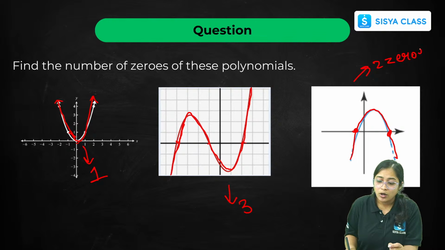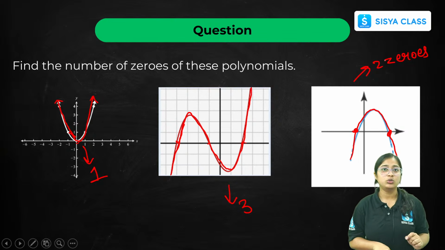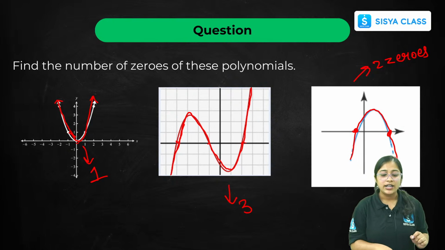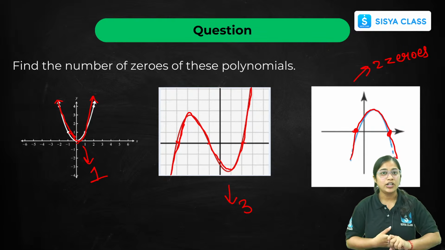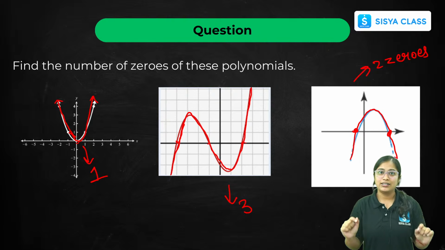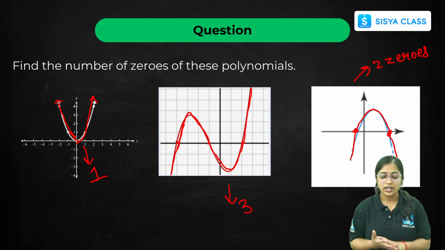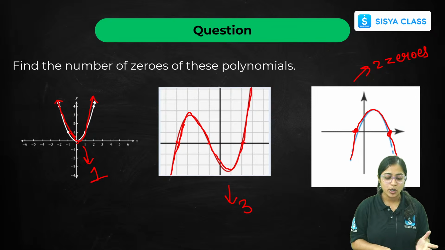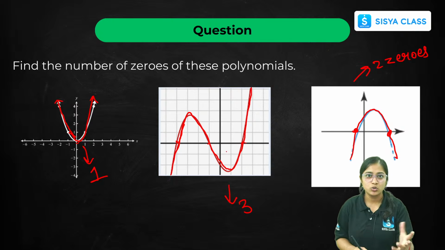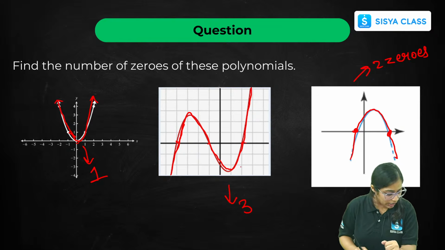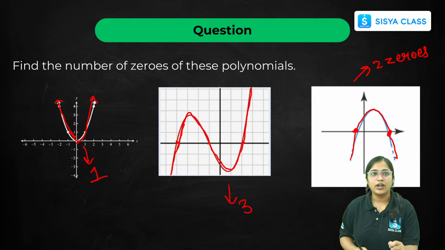So in the exam also, if they ask you to tell by looking at the graph how many zeros or roots the polynomial has, what will you do? You will just see its intersection points with the x-axis. If it has one intersection point, it means it has 1 zero. If it has 2 intersection points, it has 2 zeros. Okay, I hope this is clear to everyone.